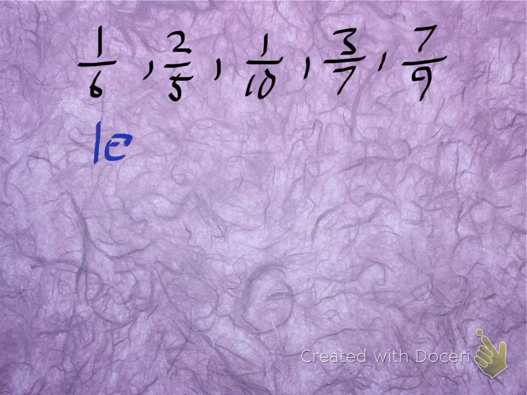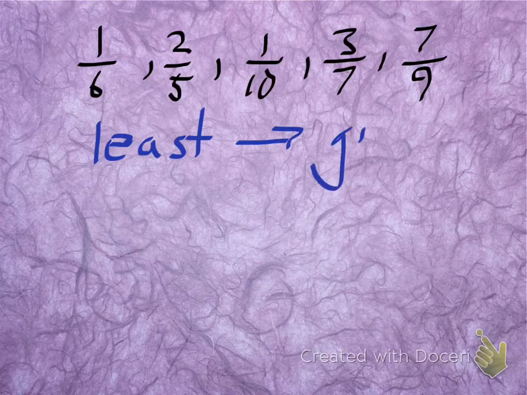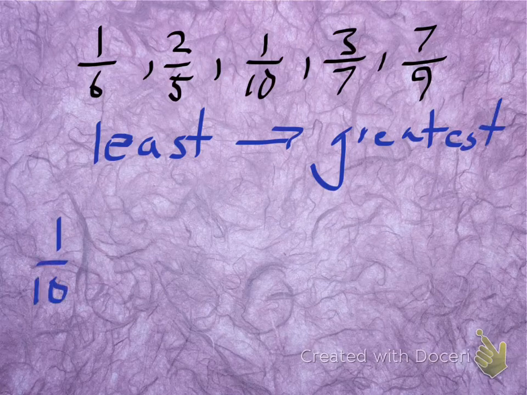1/10. Okay, 1/10. It has 1 on the top and it has the biggest denominator. And so I would tend to agree that that is clearly the smallest fraction. And by the same token, what's the biggest fraction? 7/9, right? Because it's almost 1, because it's got almost as many pieces on the top as it does on the bottom.